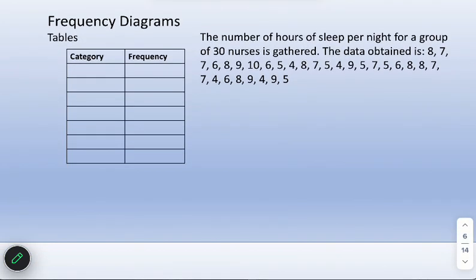Let's talk about frequency diagrams and tables. If you want to organize data, so here we have the number of hours of sleep per night for a group of 30 nurses. You'll notice that our lowest value of the amount of sleep is 4, and our highest amount of sleep is 10.